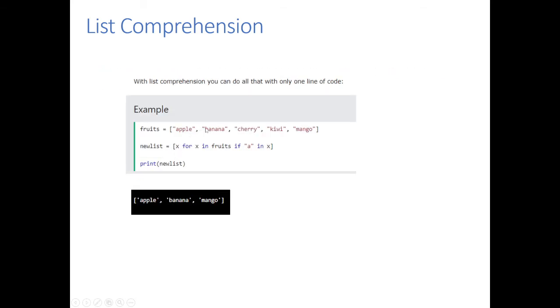Now here's an example with list comprehension. You can do that with only one line of code. So we have fruits equals apple, banana, cherry, kiwi, mango. New list equals x for x in fruits if a in x. So we will add x to new list. For x in fruits, we will loop through this, only if a is in x. So we print new list, it will have the same output, but you notice that our code is composed of just one line to create a new list.